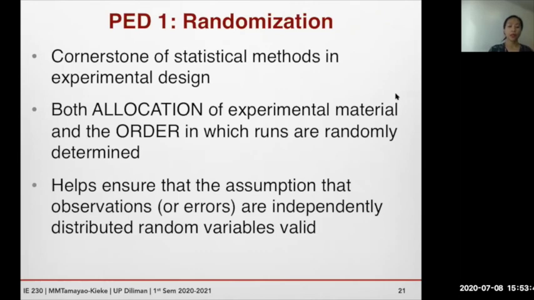The first principle is very important. In fact, it is considered the cornerstone underlying statistical methods in experimental design. It means that when designing an experiment, both the allocation of experimental material and the order in which runs are performed do not follow any pattern. That is, they are randomly determined. In statistical methods, it is required that observations or errors are independently distributed random variables, and randomization helps ensure that this assumption is valid.